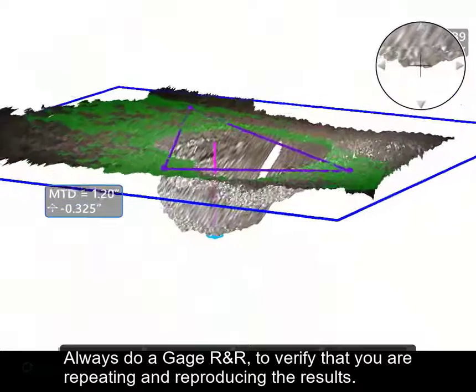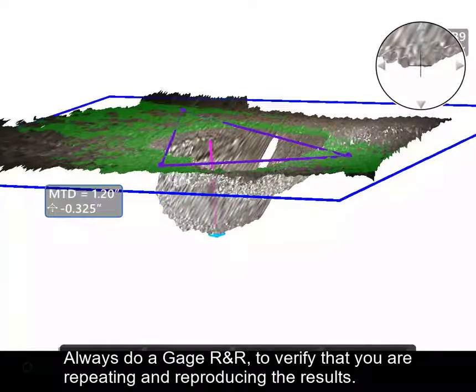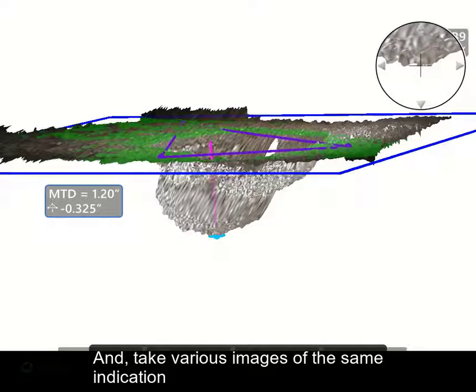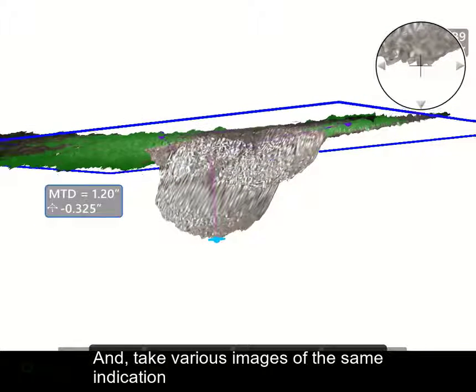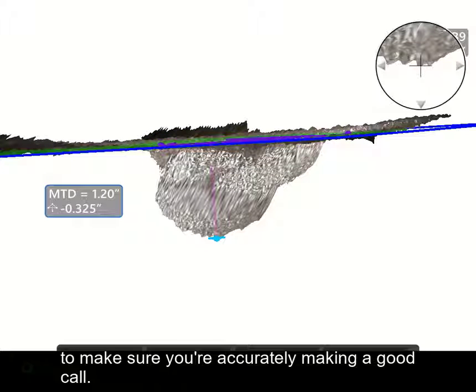Always do a gauge R&R to verify that you're repeating and reproducing the results, and take various images of the same indication to make sure you're accurately making a good call.